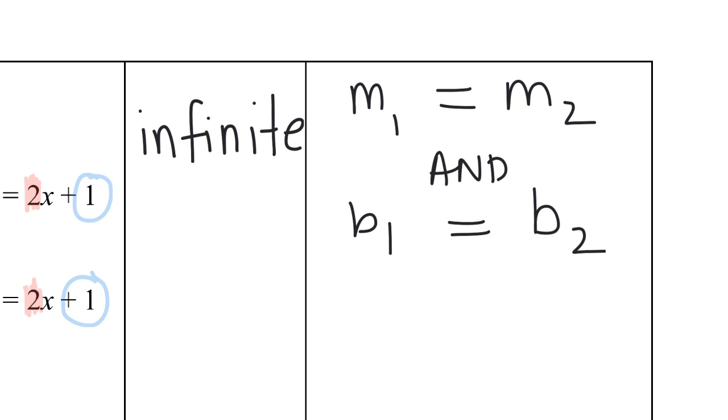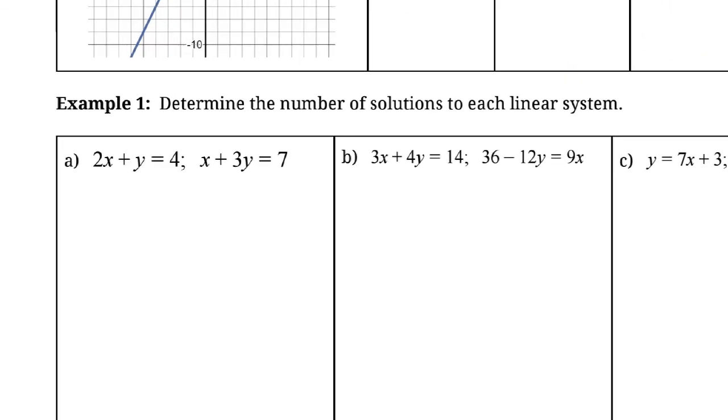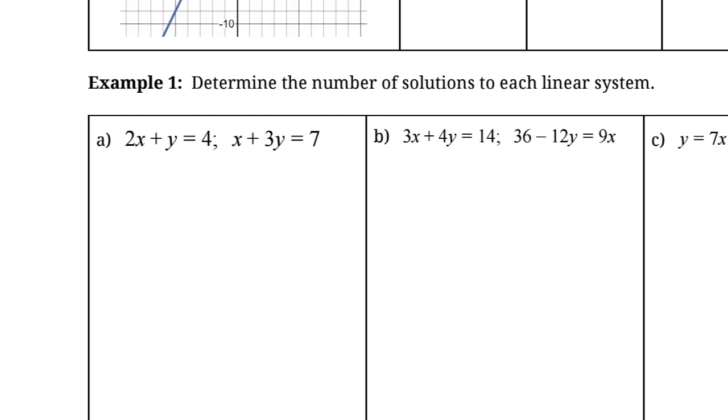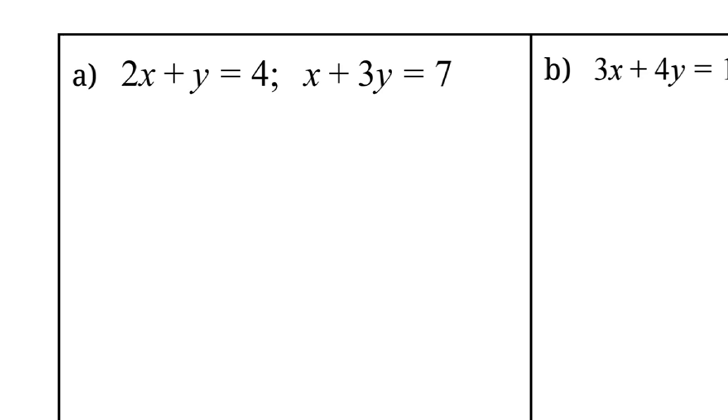Okay, so now we're going to actually work on some examples. You are not given any graphs for any of these systems of equations. You're just given the equations. And knowing now what we know about how to compare slopes and intercepts, we are going to determine the number of solutions to each linear system. So in question A, I've got two equations, 2x plus y equals 4 and x plus 3y equals 7.